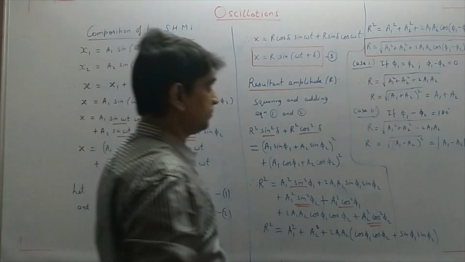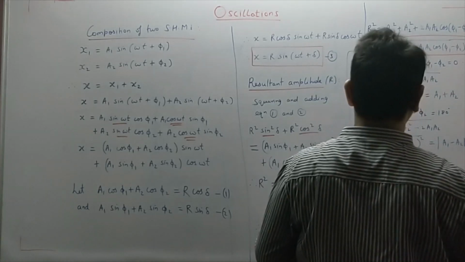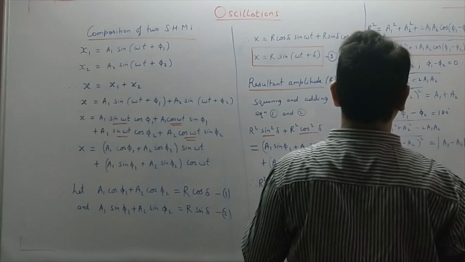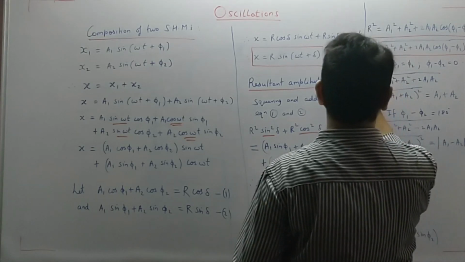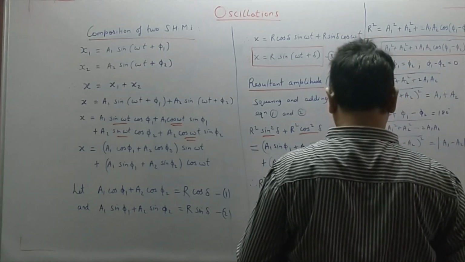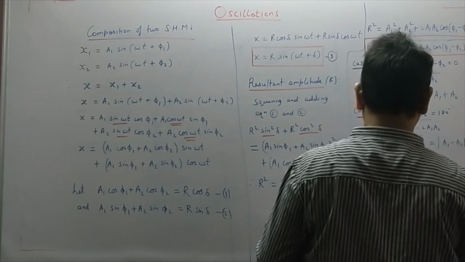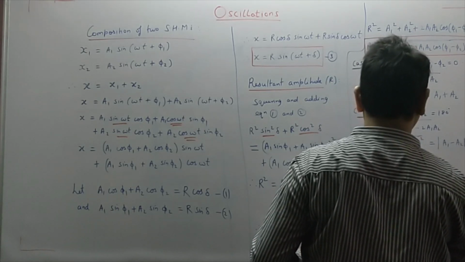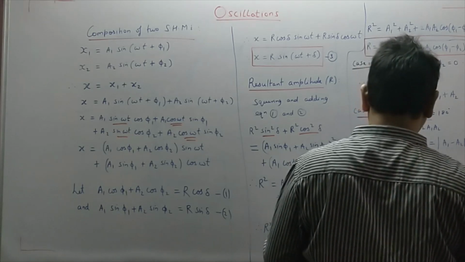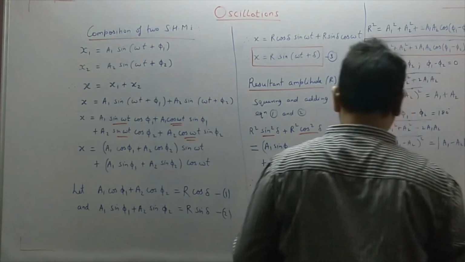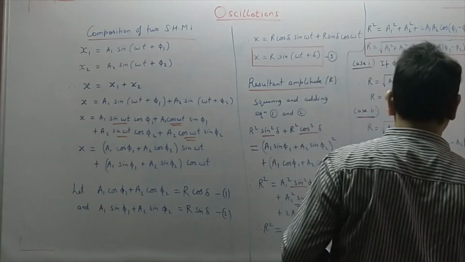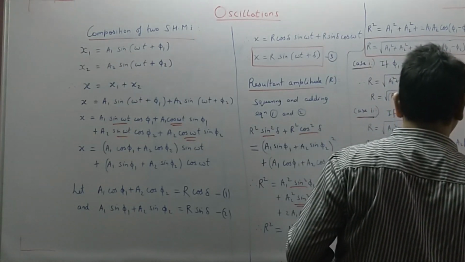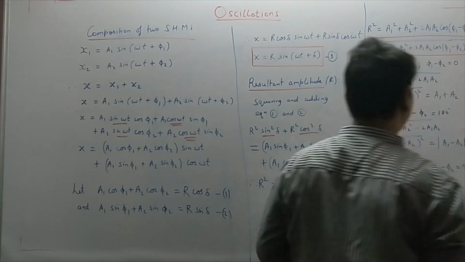So we are having these cases: case 1, case 2, and then the third case. What is case 3? Case 3 is if phi 1 minus phi 2 is 90 degrees, that is pi by 2.